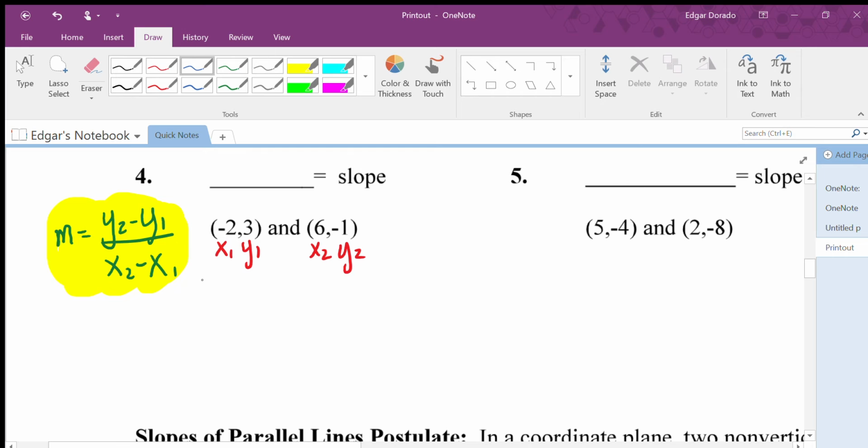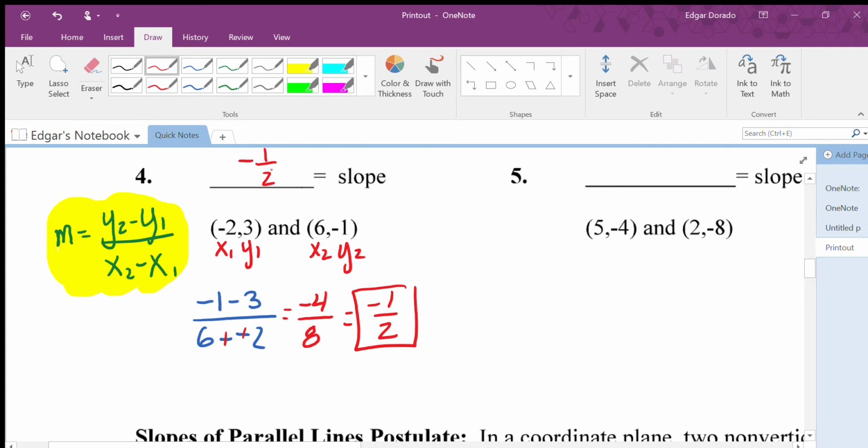So this is actually going to be negative 1 minus 3, over x2 minus x1, so 6 minus, and notice that's a negative 2. So it's 6 minus a negative 2. But we know that if we have two negatives next to each other, they will actually turn into a positive. So this is really going to be negative 4 over a positive 8. That once again reduces because they have a 4 in common, so this will reduce to negative 1/2.